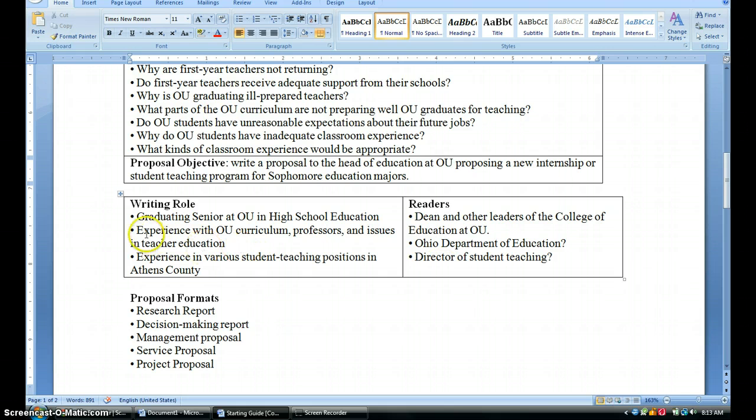Okay, so this is kind of a stretch, but he did do a good job, and he was able to pull off a good proposal to have them think about an internship for sophomores, written to the Director of Student Teaching, copied to the Dean and other leaders of the College of Education.